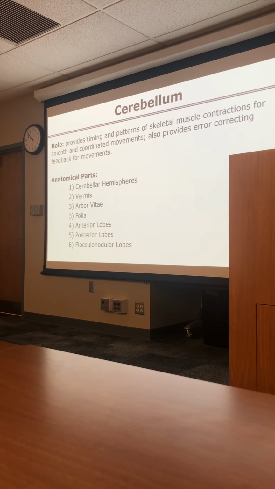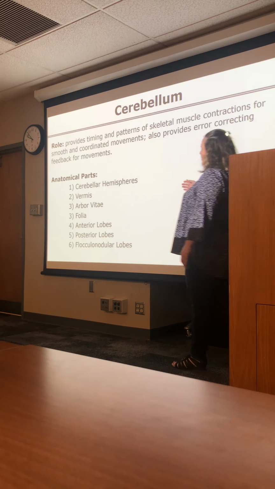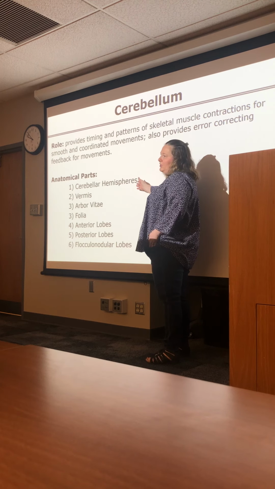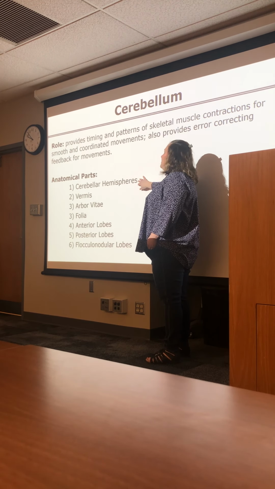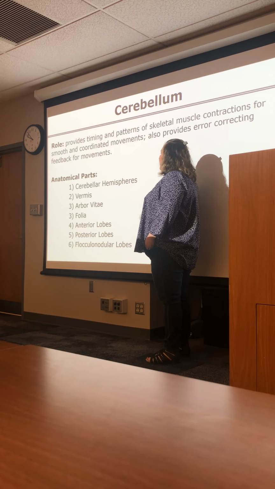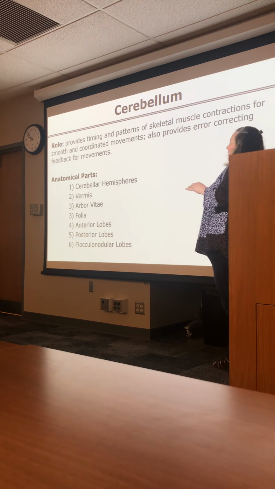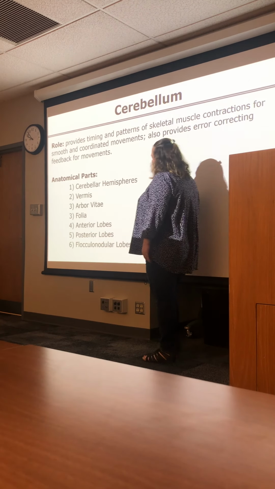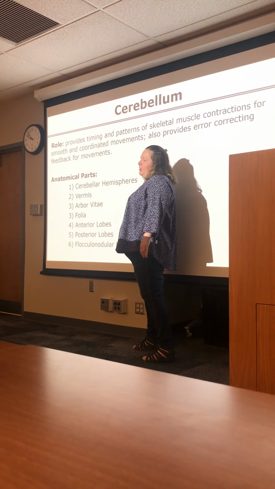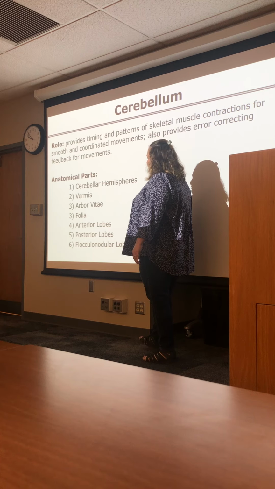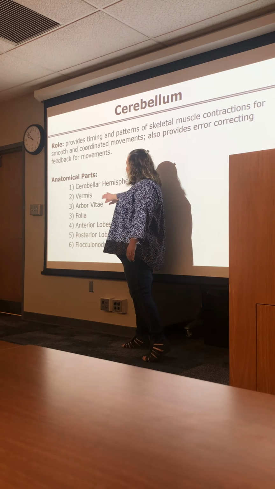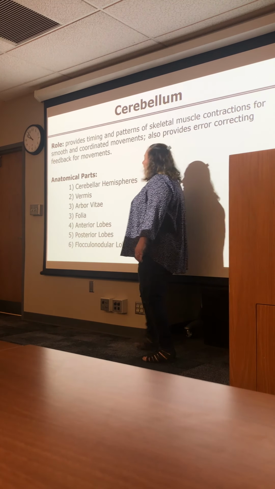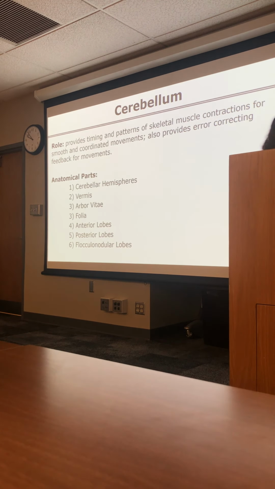In terms of the anatomy, looking at the cerebellum, we see there are different parts. Just like the cerebrum, the cerebellum has hemispheres associated with it. There are 2 hemispheres. The hemispheres have 3 lobes associated with them. So we have a right hemisphere, a left hemisphere, and each one of those has lobes. And we see that there's an anterior lobe, a posterior lobe, and a flocculonodular lobe associated with each one of those hemispheres. We also have a vermis, the arbor vitae, folia, and let's take a look at each one of those as we talk about them.